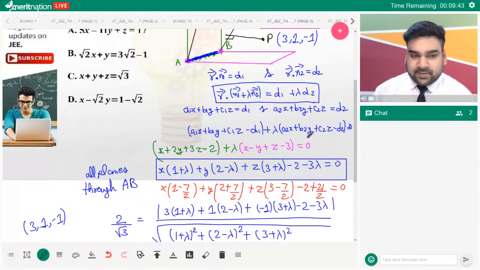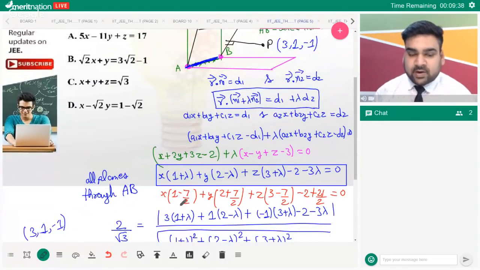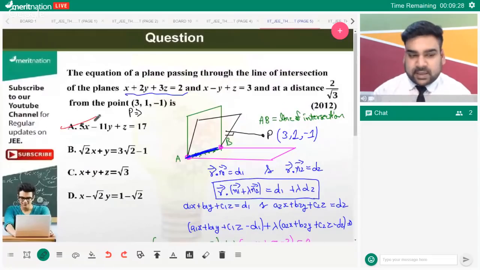And if you simplify this equation, you can see that the coefficient of x is minus 5. The coefficient of y is coming out to be 11. 2 into 2, 4, 7 plus 4, 11. So there is only one equation which is satisfying this. Coefficient of x 5, coefficient of y minus 11. So option A will be the correct answer.